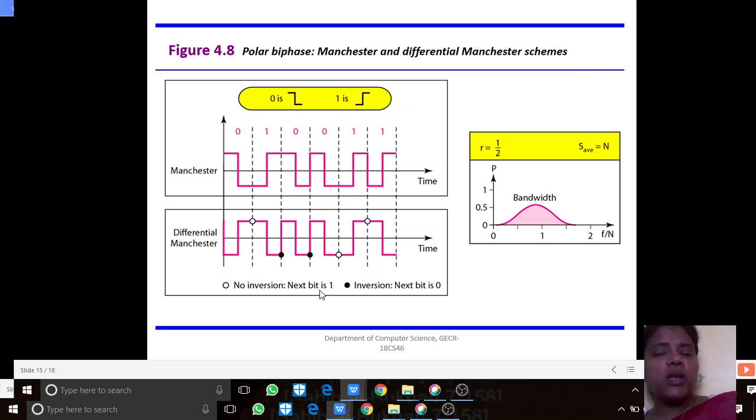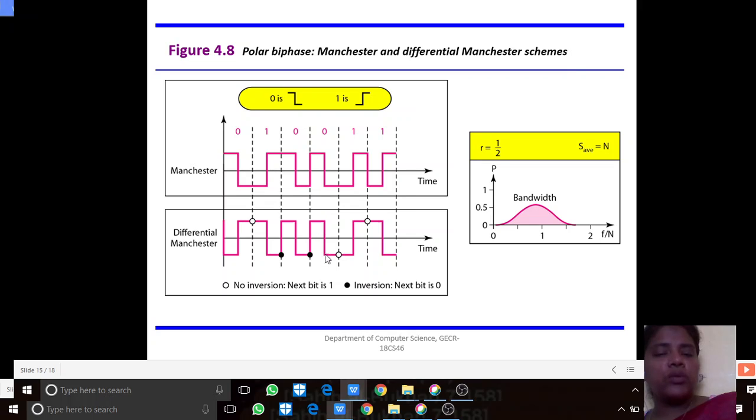No inversion if the next bit is 1. Inversion if the next bit is 0. Okay. So now here in this differential Manchester, the voltage 0 to 1 is represented because it is the inverse of that. Now the next bit is 1. Next bit is 1 means there is no inversion. Next bit is 1. Here no inversion. Okay. Next bit is 0. There is inversion. It is going from 1 to 0 again.